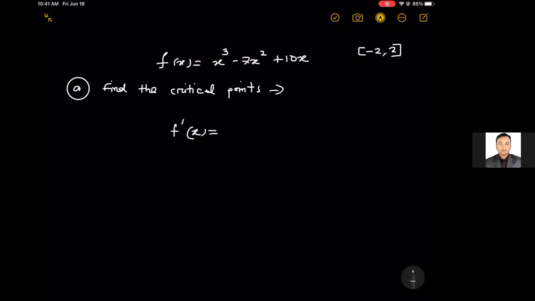Someone else, what's the derivative of x cubed? Just x cubed, not for the entire polynomial. Can anyone tell me? 3x squared, using the power rule, right? Someone else, what's the derivative of 7x squared? 14x, very good. And someone else now, what's the derivative of 10x? Plus 10.